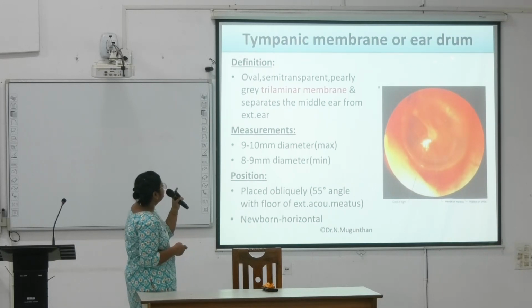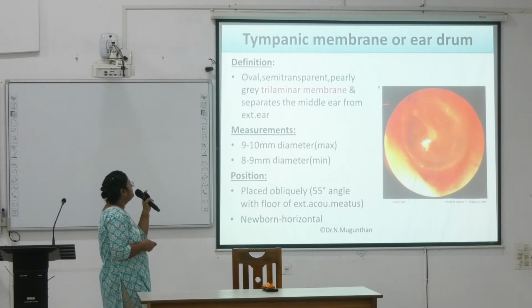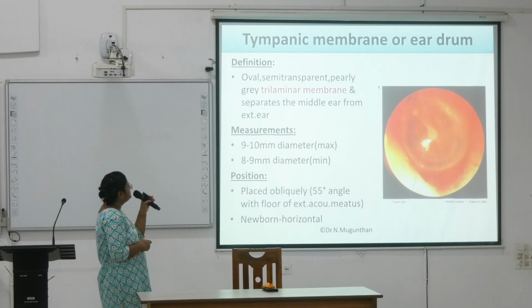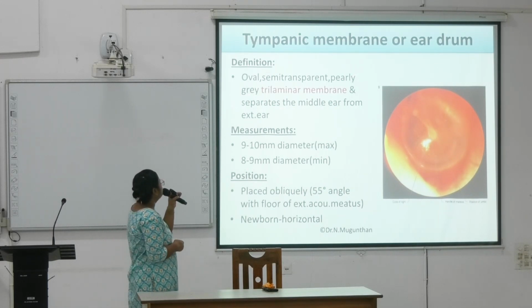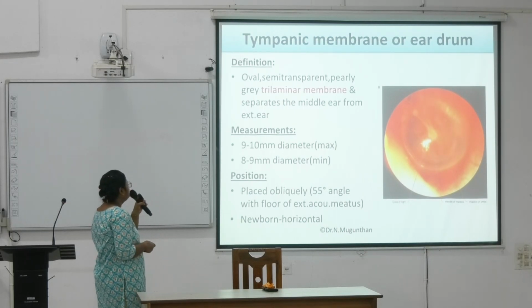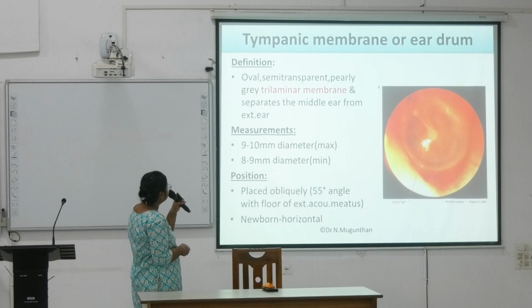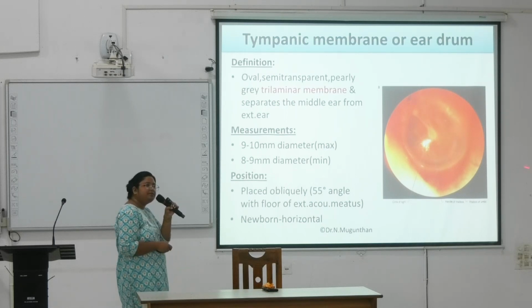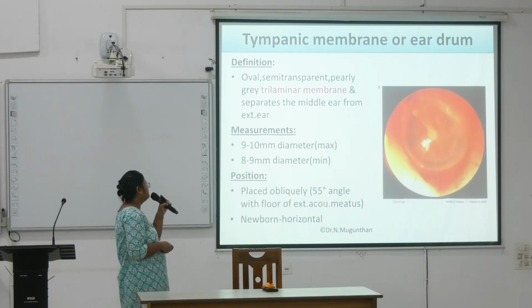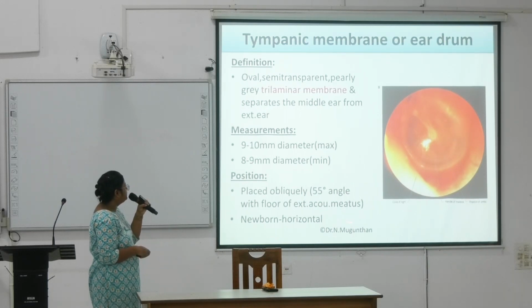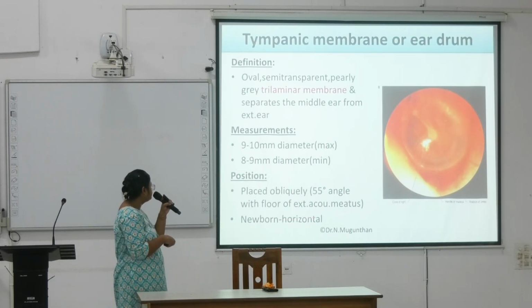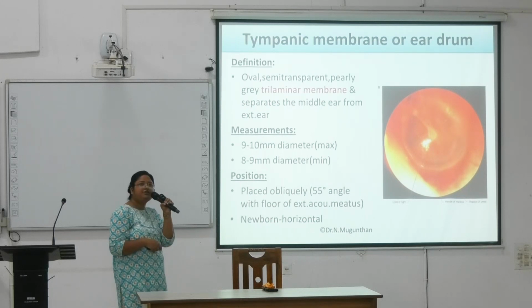So the tympanic membrane or eardrum: it is oval, a semi-transparent, pearly gray trilaminar membrane that separates the middle ear from the external ear. Measurements are 9 to 10 millimeter maximum diameter and 8 to 9 millimeter minimum diameter, as it is oval. Position: it is placed obliquely at a 55-degree angle with the floor of the external acoustic meatus. You have seen the angulation in the previous picture. In the newborn, it is almost horizontal.